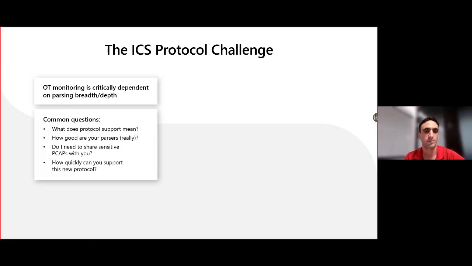Now, some common questions that might come up: what does protocol support actually mean? Is it enough to just detect the protocol? Is it enough to retrieve the IP and the MAC? Or do we see what the PLC is doing and what state it is running? How good are the parsers?